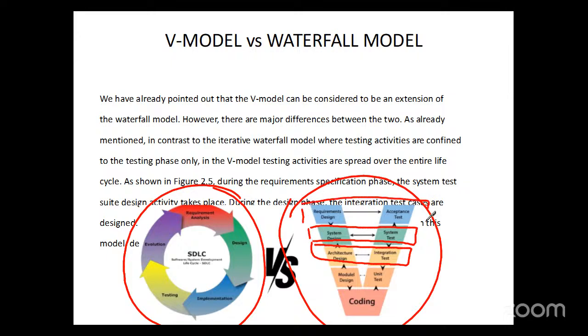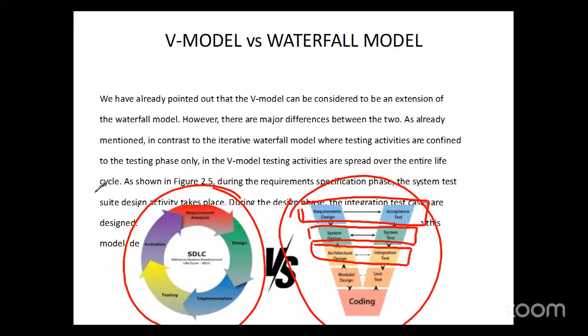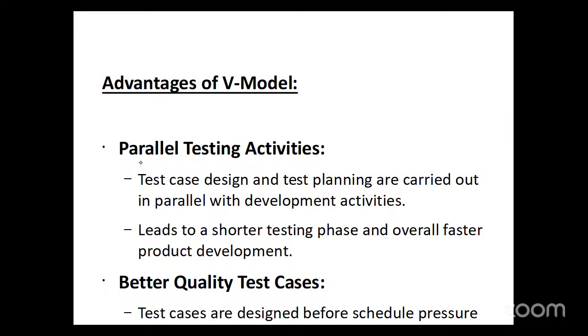Requirements gathering is taking place, and acceptance test is taking place. Coming to here, module design is taking place and unit test is also taking place. So all these tests are taking place simultaneously. That is, parallelly we are able to test each and every aspect. Apart from requirements, we can check each and every aspect parallelly. That is the advantage here in the V model.